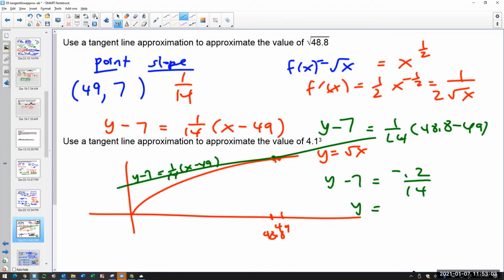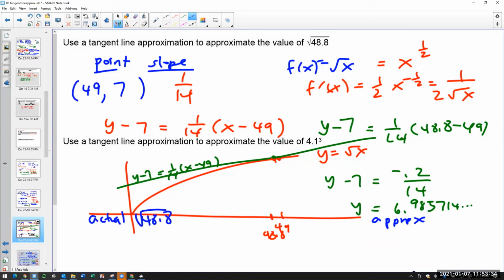So y is going to be equal to, and you subtract that from, no, you add that. You add that with 7. So I'm getting 6.98574, blah, blah, blah. Okay, you guys see that? That's my approximation for what? What did I approximate? The value of square root of 48.8. So this is an approximation for the actual. The actual was the square root of 48.8.